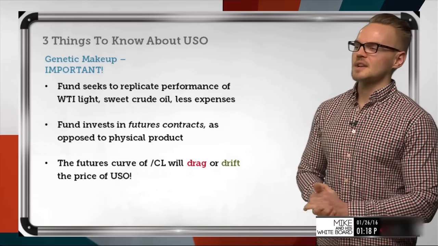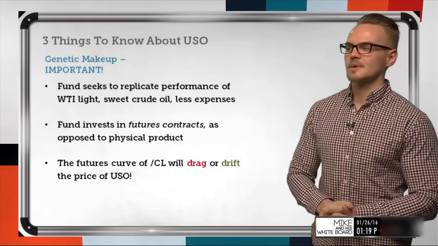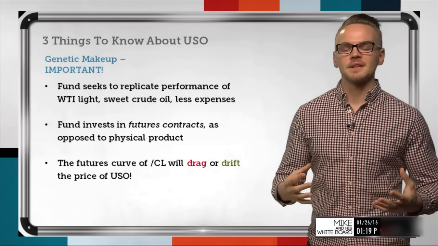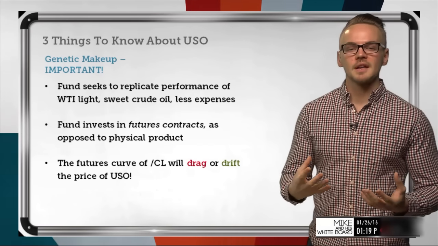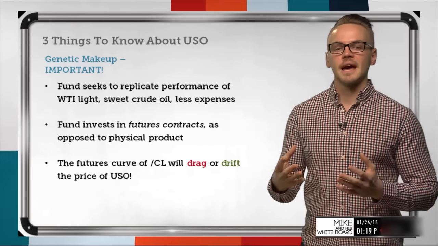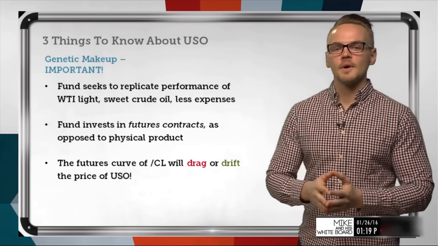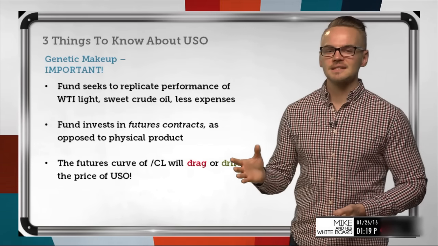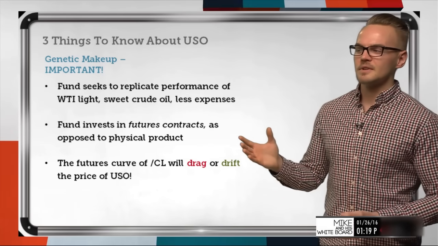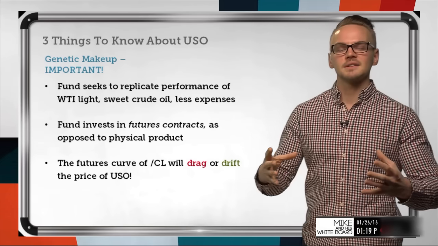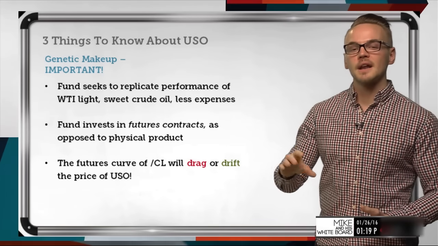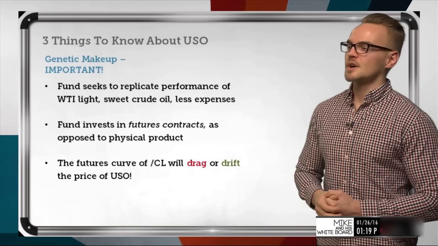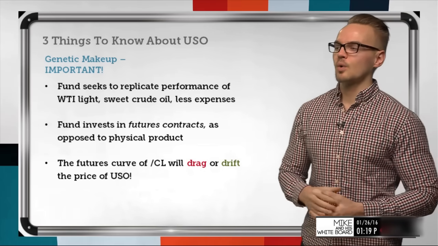So let's look at the genetic makeup here. The fund seeks to replicate the performance of WTI light sweet crude oil, less expenses. If you don't understand a product or you don't know what the product actually is, just type it into Google. All I did was look up USO. I think I found this on either the NASDAQ list or the CBOE listing, but even Yahoo Finance, really anything that has all the products listed along with the actual makeup of the product, will show a description like this under the profile. So the number 1 thing I looked at was what it seeks to replicate.